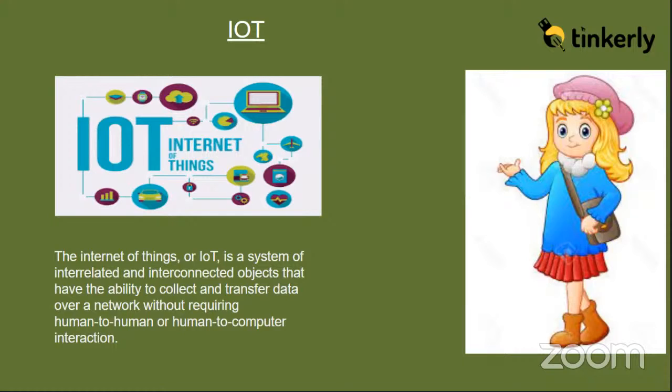IoT means Internet of Things. Let's study the definition. The Internet of Things or IoT is a system of interrelated or interconnected objects that have the ability to collect and transfer data over a network without requiring human to human or human to computer interaction.